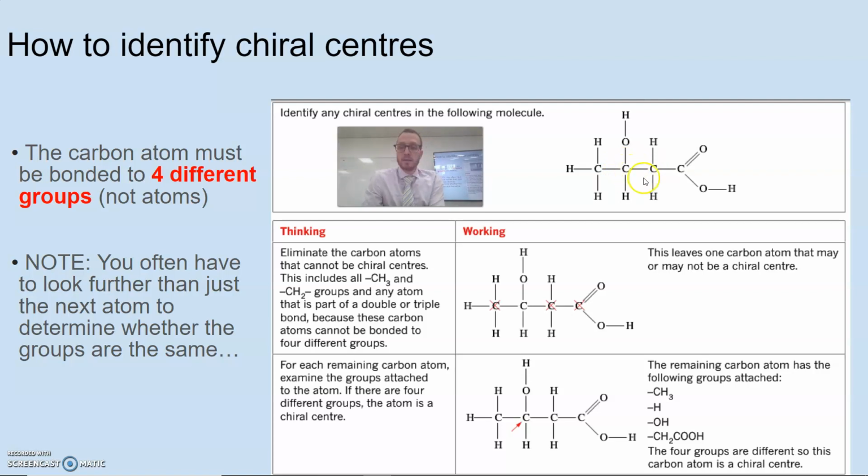Here, 2 hydrogens are the same, therefore achiral. Here, it's not a chiral center because I've got 2 bonds associated with that oxygen. So can't have 4 things. It could have 3, but can't have 4 because I've got the double bond taken up. So not a chiral center. So the only chiral center here is this one here. Right?